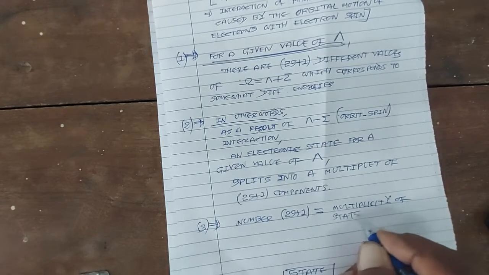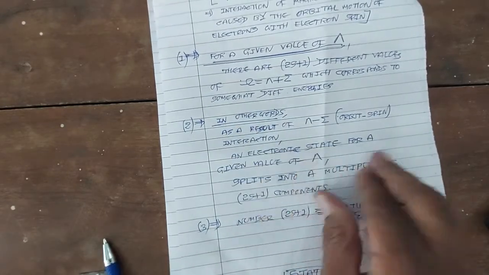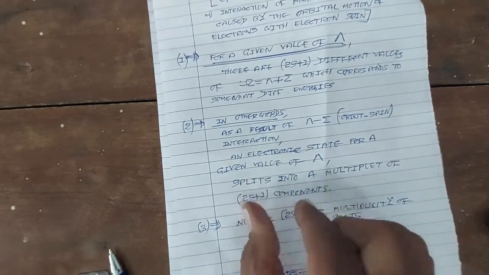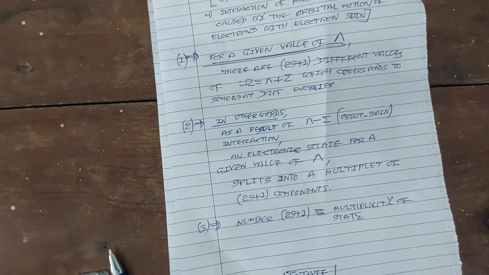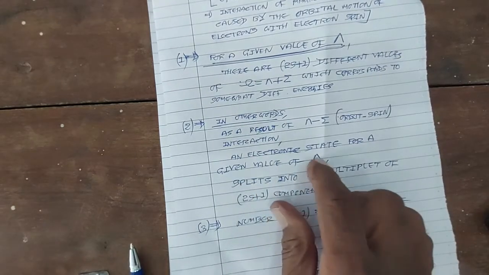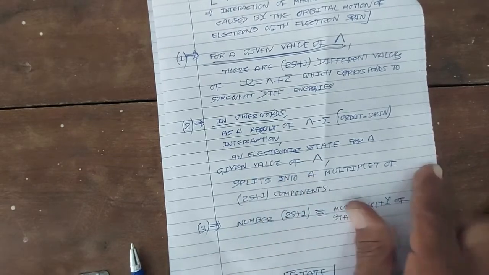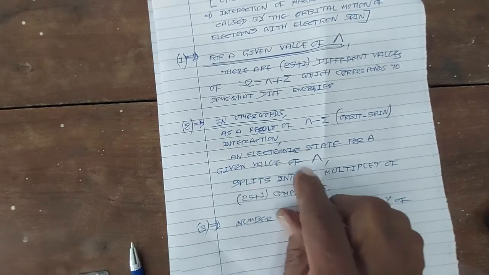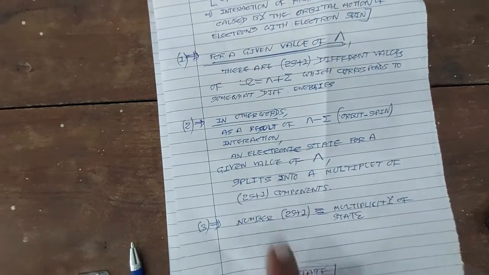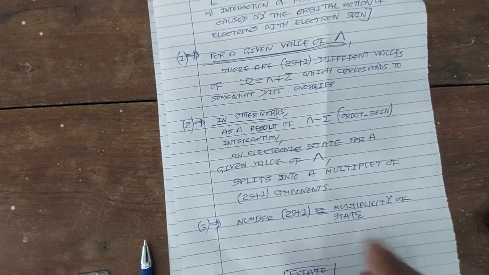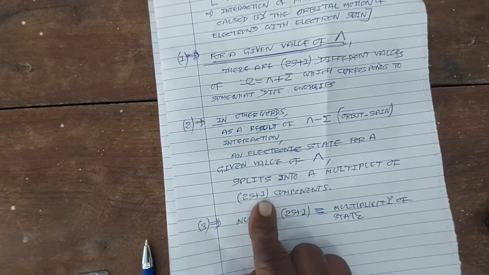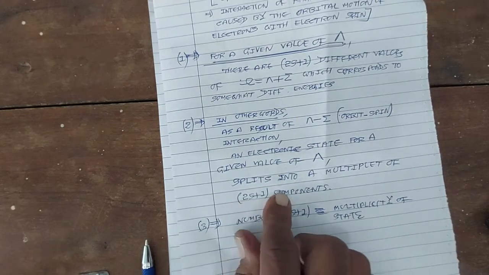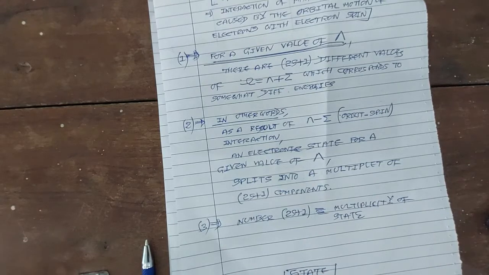So for a given value of lambda, the molecular electronic state splits into 2S plus 1 different components, or is divided into 2S plus 1 different states. This number 2S plus 1 is called the multiplicity of the state. Suppose the value of 2S plus 1 is 2, then a single state is divided into 2 states. If 2S plus 1 is 3, then the single electronic state is split into 3 states.